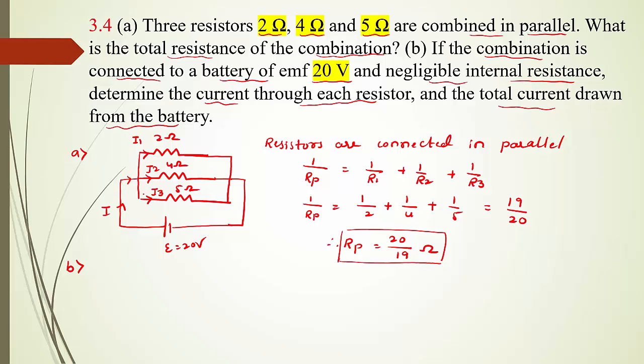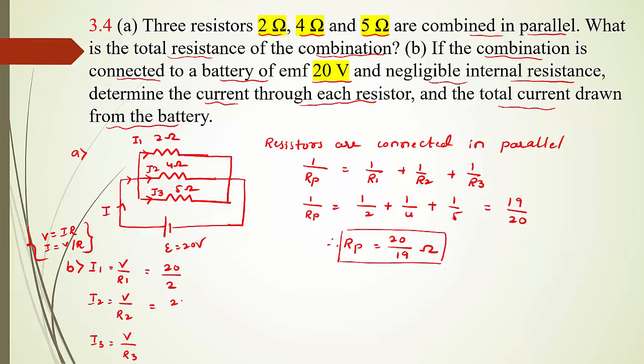Now we have to calculate current through each resistor. So we have the equation I1 equal to V divided by R1. We have this equation V equal to IR, I equal to V divided by R. So this Ohm's law we can utilize here. Similarly, I2 equal to V divided by R2, I3 equal to V divided by R3. Now substitute the values. V value is given as 20 volt divided by R1 is 2.